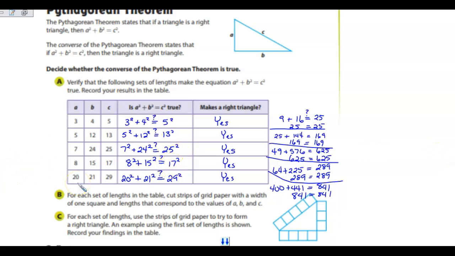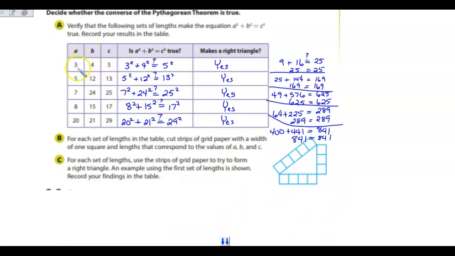It says for each set of the lengths of the table, cut strips of grid paper with a width of 1 square and lengths that correspond with a, b, and c. What they've shown us here is our first one, which was a triangle with 3, 4, and 5. So here's my 3, there's my 4, and then there's my 5. When you do that, they actually do form a right triangle. You could do that for each of them, but we're not going to do that today.